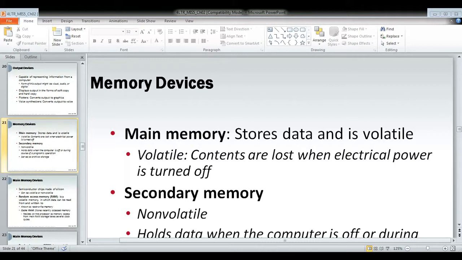The next thing that we will talk about is memory devices. Basically, we have two kinds of memory: main memory and secondary memory. Main memory stores data and information and is usually volatile, meaning its content can be lost if the electric power goes off. Secondary memory, which is non-volatile, holds data when the computer is off or while the computer is operating. It also serves as archival storage.